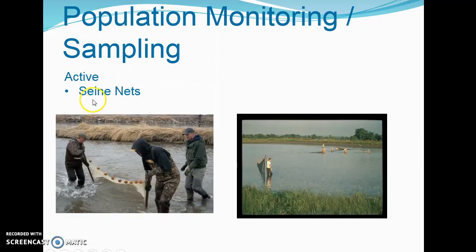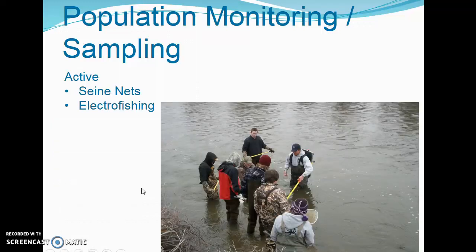An active sampling method would be seine netting, where you take your net and you drag it along the bottom as fast as you can and up and out of water and see who you catch. This is a really large seine net. You can seine net all the way across the river system or use a really small one like this.